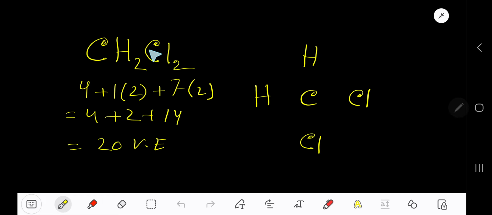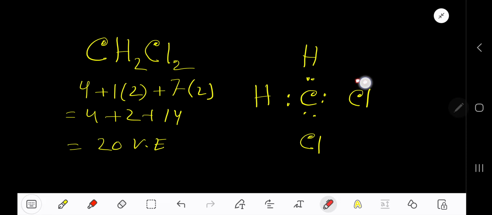The first task is to connect these 5 atoms together, and the second task is to satisfy the octet and duet of the atoms. So let me connect. For connecting two atoms, you have to use two dots. So for connecting, we have used 2, 4, 6, 8 valence electrons out of 20. Now we'll use other valence electrons to satisfy the octet of the outer atoms first.